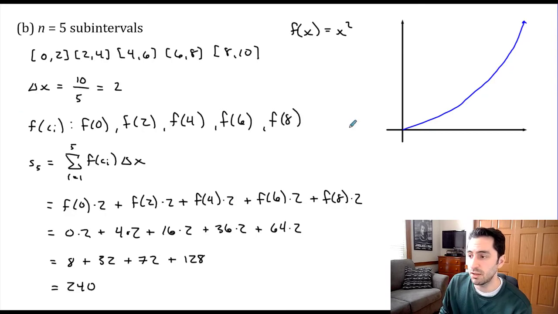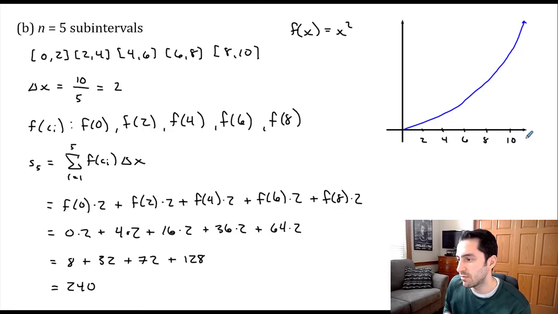And now let's just take a look to see what this would look like. So we have width of 2 in each case. So our subintervals are from 0 to 2, 2 to 4, 4 to 6, 6 to 8, and 8 to 10. And now if we draw in our rectangles, as I said, the first rectangle actually doesn't have a height, but our second one from 2 to 4 has a height of 4. The third rectangle has a height of f of 4, so that's a height of 16. The fourth one has a height of 36, and our last one has a height of 64.